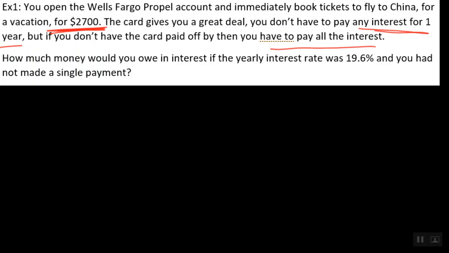So how much money would you owe in interest if the yearly interest rate was 19.6%? This is pretty standard, and you had not made a single payment. Now, I want to first say that an example like this typically does not exist in the real world. You'll be forced to make minimum payments, but we're going to keep it very simple as we first learn this. Let's start with our function. f of x is equal to a b to the power of x.